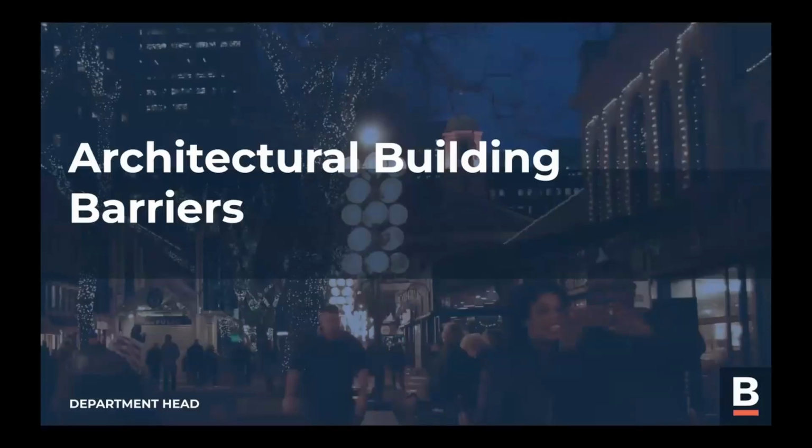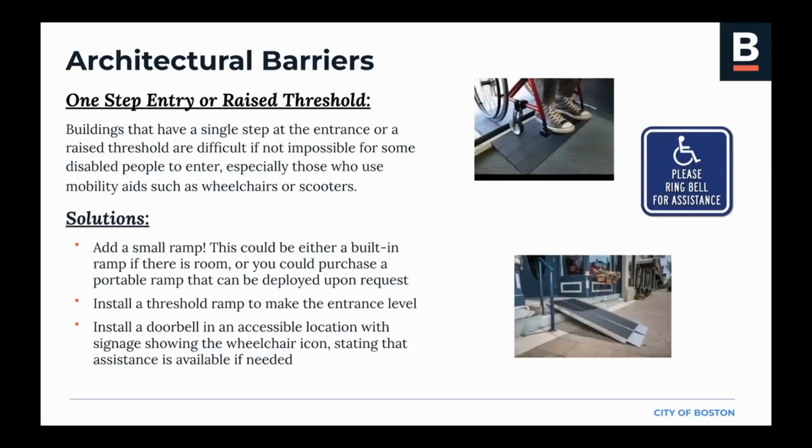So let's first look at architectural building barriers. This is the most common thing that people think of. So we're going to talk first about the actual barrier and then some solutions. So barrier here might be buildings that have a single step at the entrance or a raised threshold. They're difficult, if not impossible, for some disabled people to enter, especially those that use mobility aids such as wheelchairs or scooters.